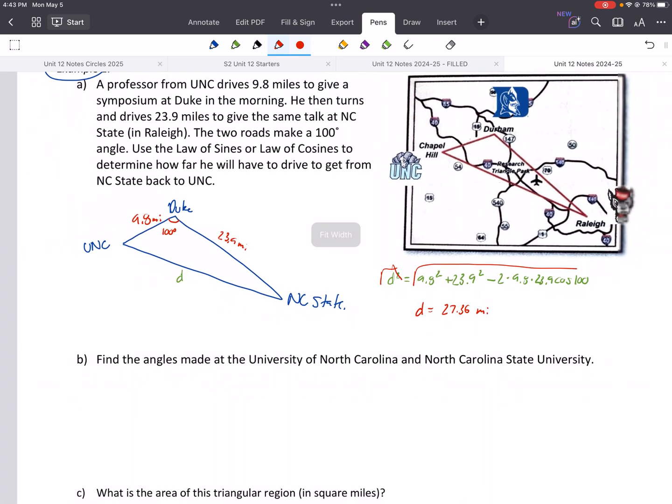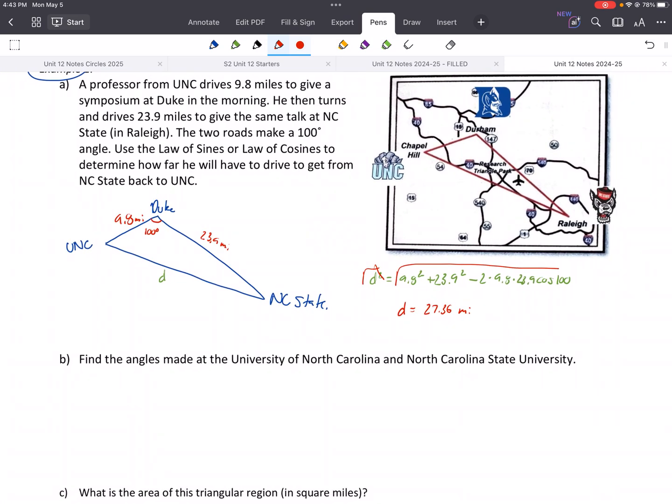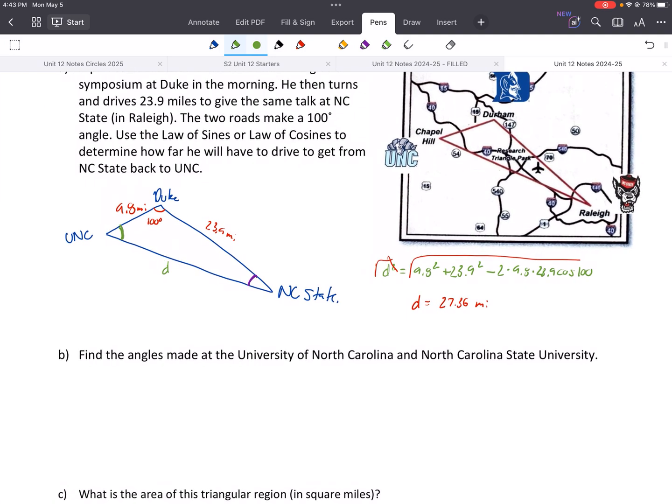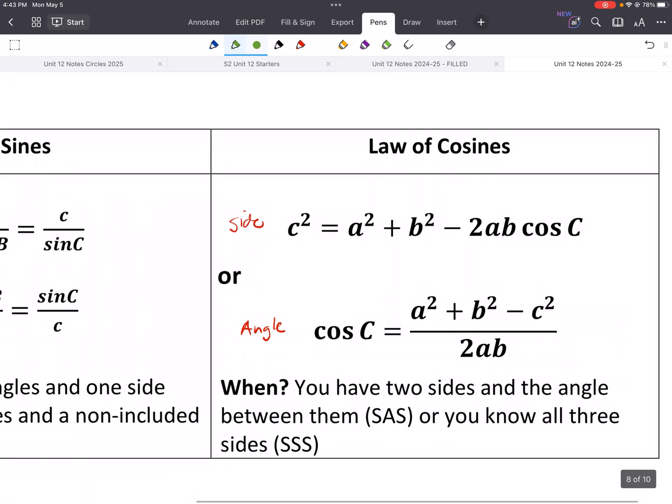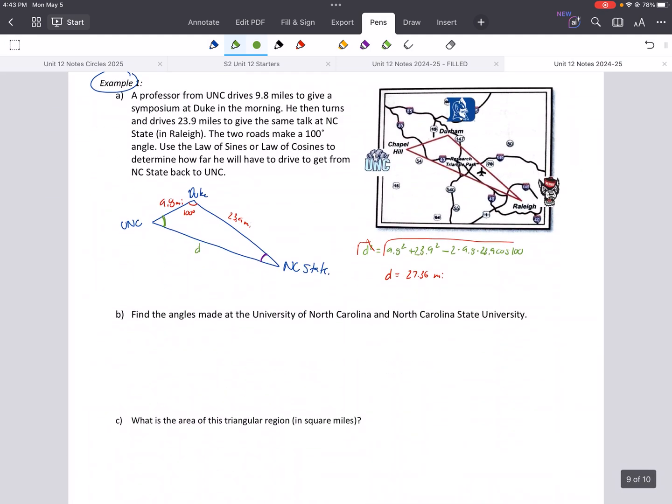Okay, hopefully that's okay. It says now find the angles made at the University of North Carolina and North Carolina State, so NC State. So I think they just want us to find this angle, and maybe I'll use a different color over here. We'll do purple, this angle here. Okay, so let's start with that green angle. Maybe we'll call it angle U, because it stands for UNC. So again, if we're trying to find an angle, we're going to use the other form, the bottom one.